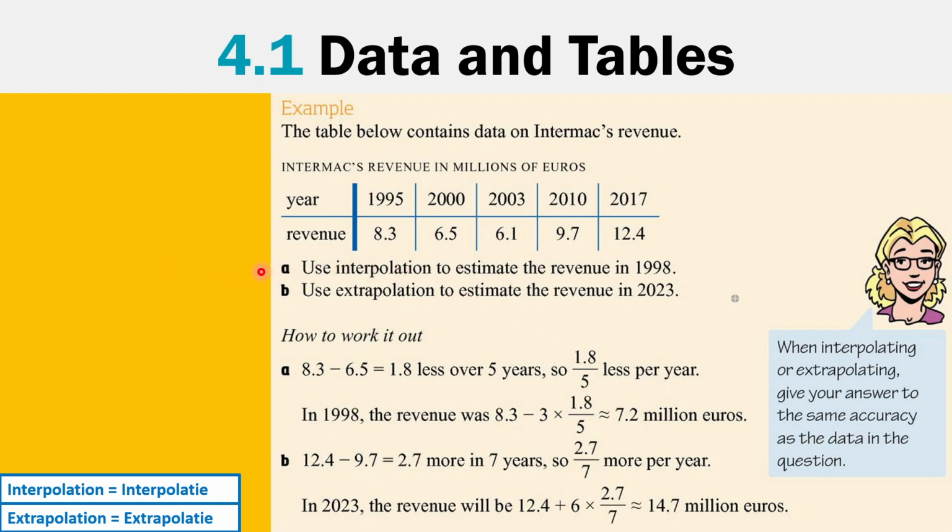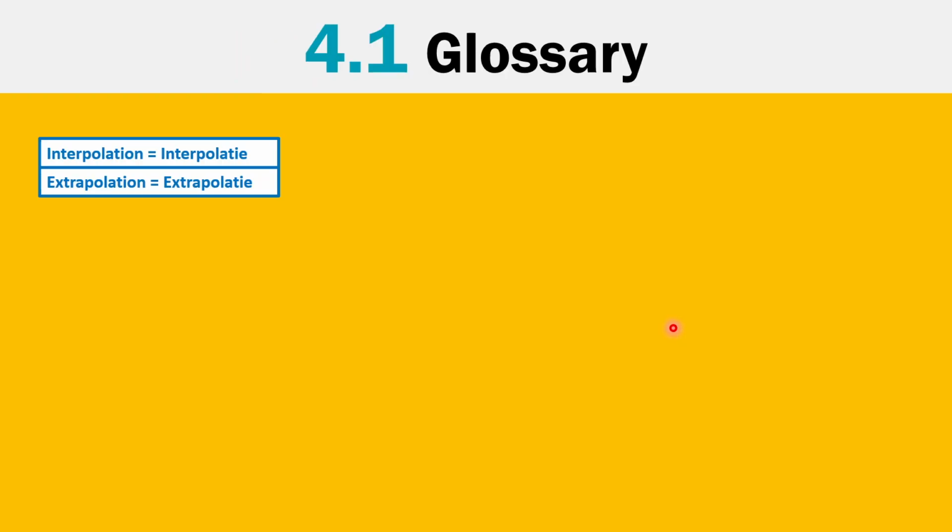So it's important that you know how to interpolate, and it's important that you know how to extrapolate. Inter is in between, and extra is into the future, outside of my data points. And that's it. And in Dutch, I didn't translate it during the explanation.